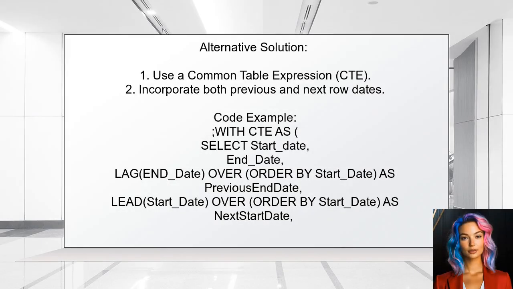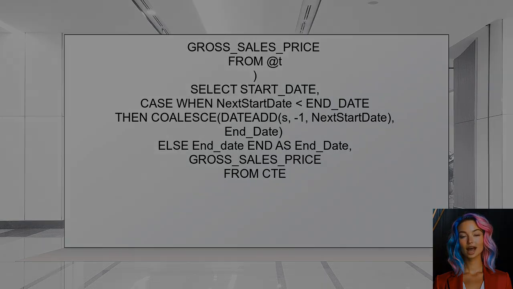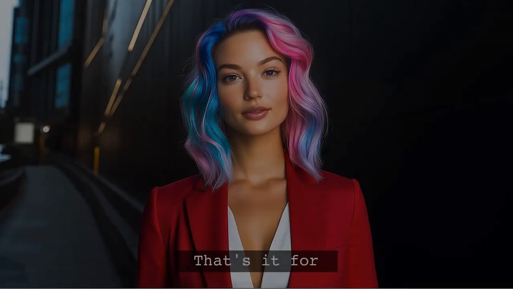Additionally, the user proposes using a common table expression, or CTE, to achieve the same result. This method allows for more complex logic by incorporating both the previous and next row's dates, ensuring all overlaps are handled correctly. That's it for that response.